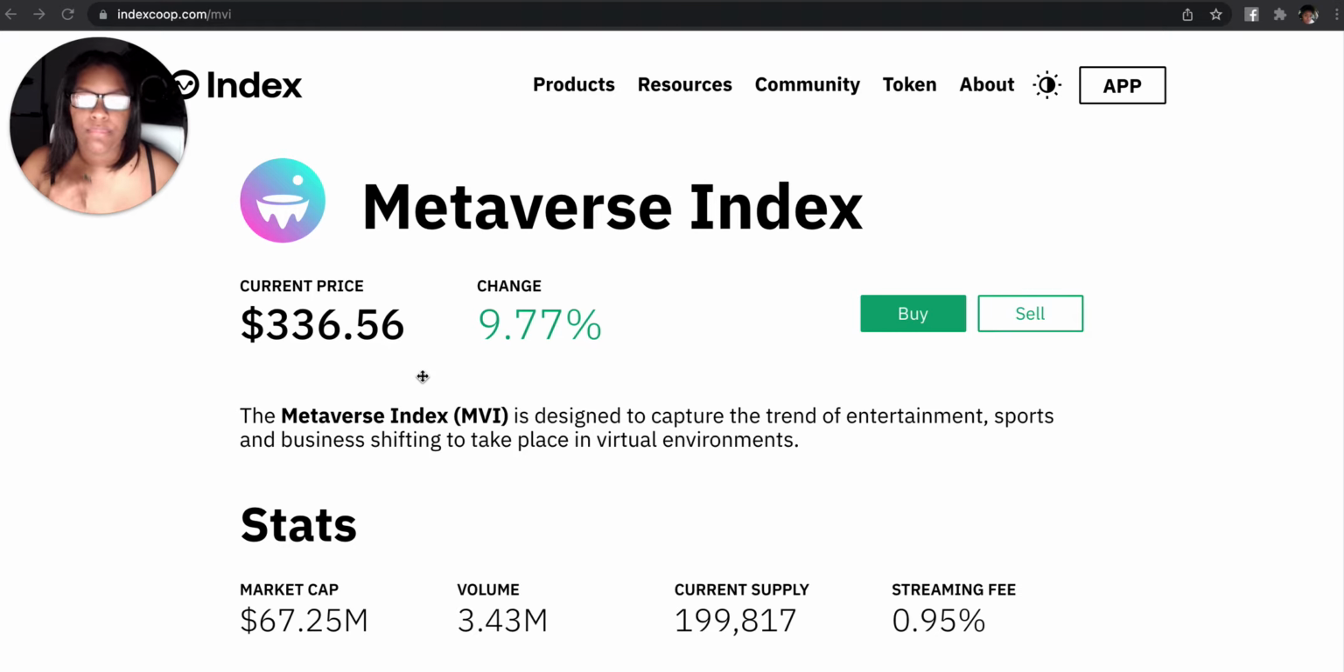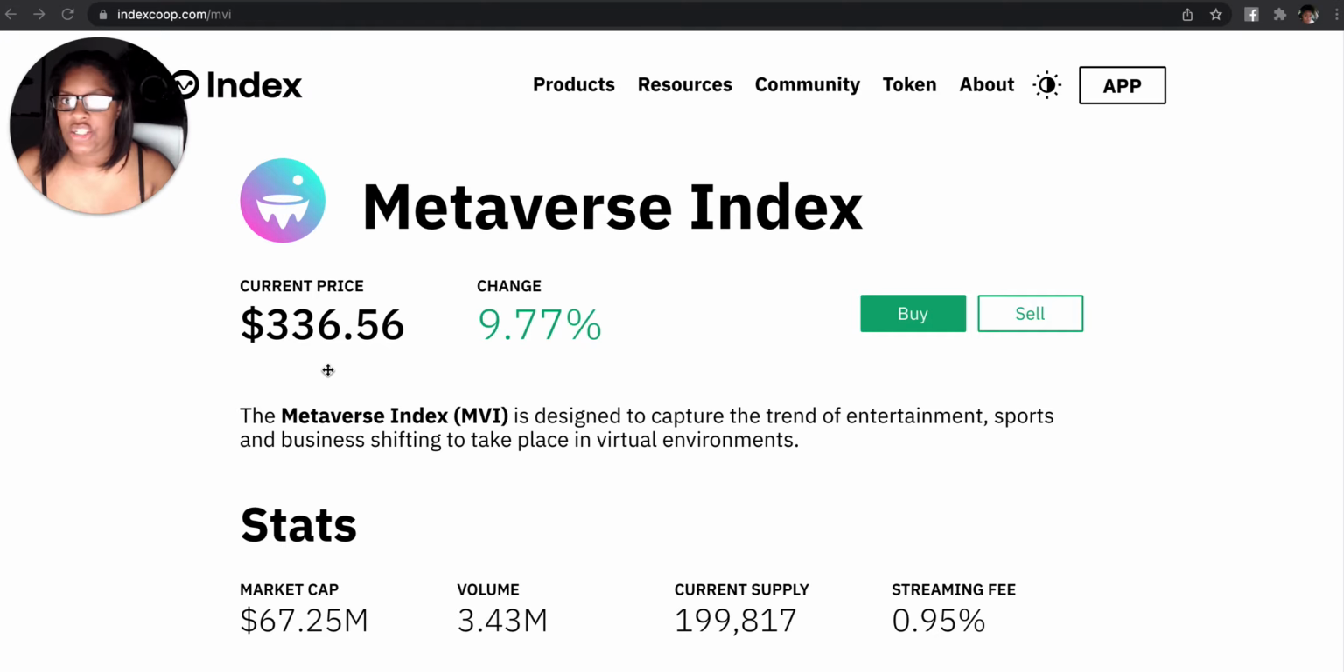So let's go ahead and break this down first. What's going on with the Metaverse Index? I'll give you guys the website that I'll be using in this video. I'm on indexcoop.com for the time being, looking at MVI. That is the ticker symbol for Metaverse Index. Ticker symbol just basically means that's the symbol or the short-term acronym for what the Metaverse Index is. So if you go look it up, you can type the word out, or you can type out the ticker symbol, which is MVI. Basically right now it's saying that it's trading around $336.56.